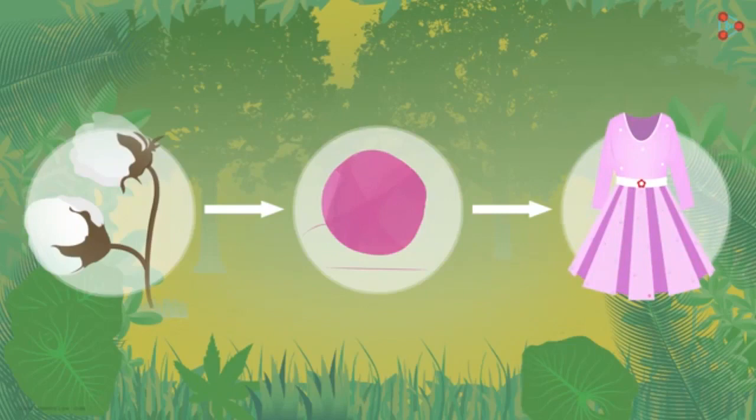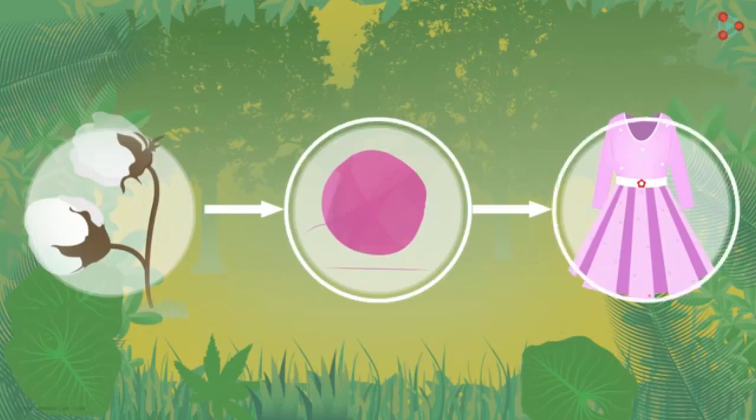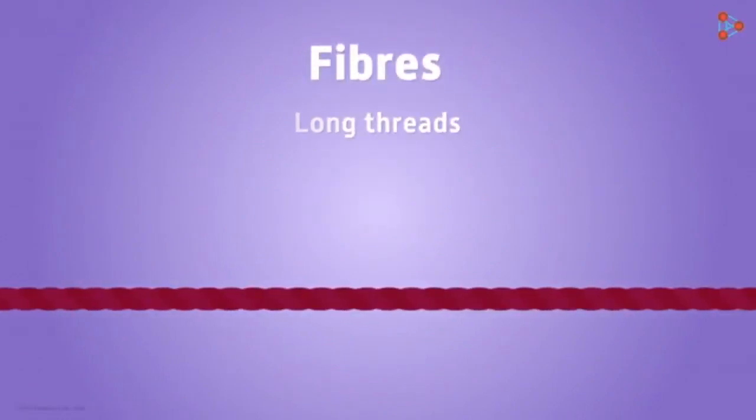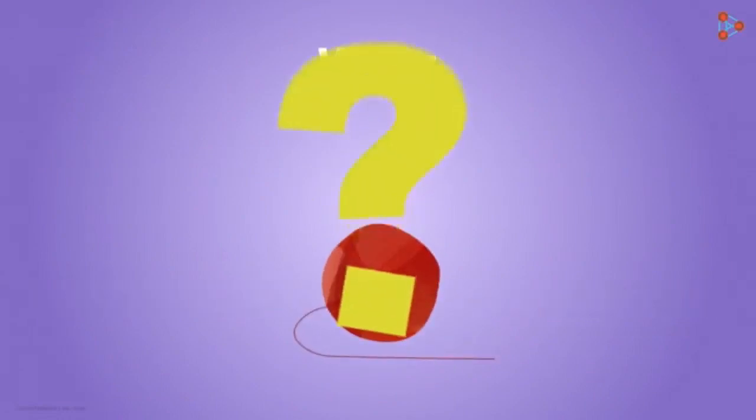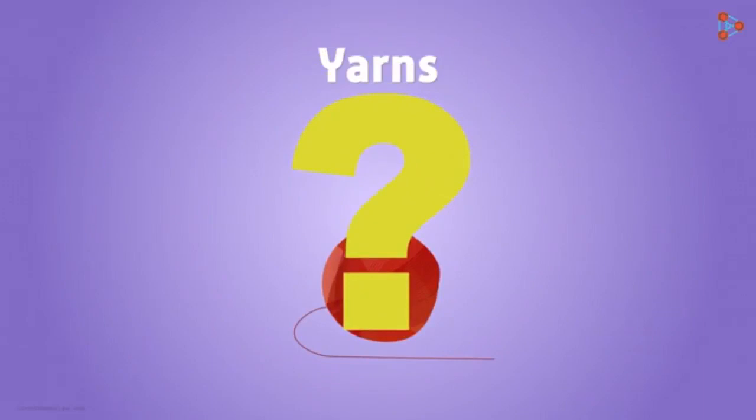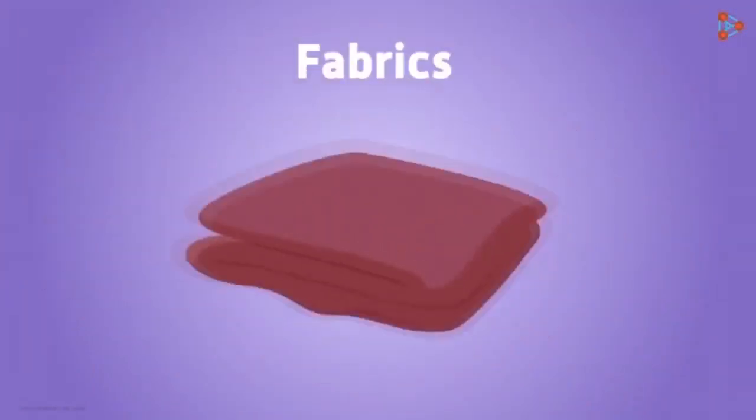Let's understand the science behind the process of making fibers and turning them into fabrics. To begin with, let's understand a few terms. What are fibers? In simple words, these are significantly long threads. Extremely long threads that can be converted into yarns. And what are yarns? Yarns are nothing but the long continuous threads that can be directly woven into fabrics.